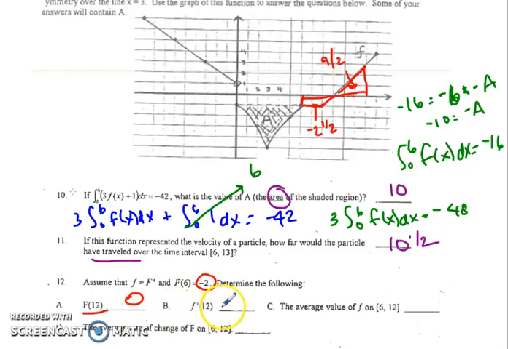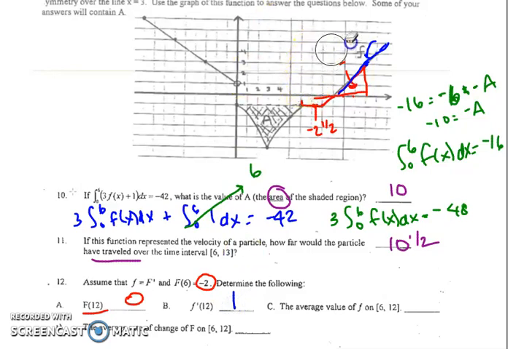All right, f prime of 12 is the slope of this function, f at 12, and 12 is right here. So it's really asking for the slope of this line, and the slope of this line is 1.